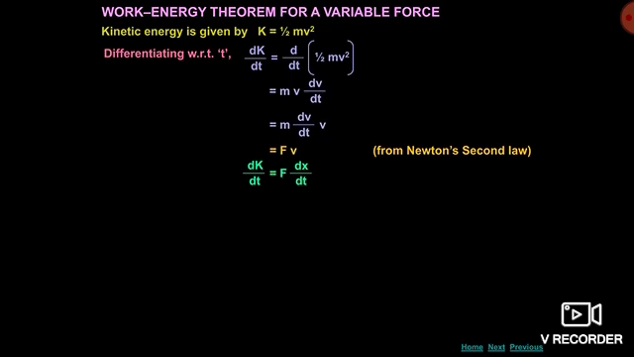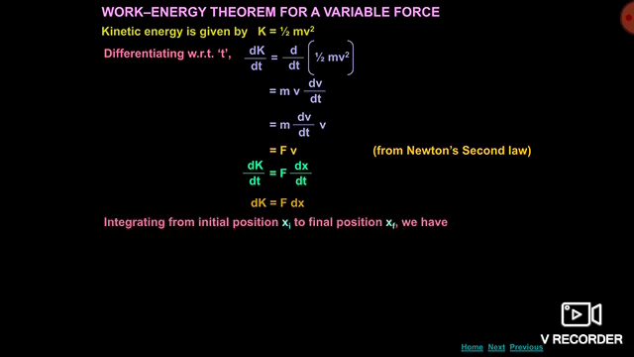So dK by dt is equal to f into dx by dt. We can write velocity as dx by dt, because velocity is the rate of change of displacement. So dt and dt cancel out from both sides. So a small change in kinetic energy is equal to force into a small amount of displacement dx.